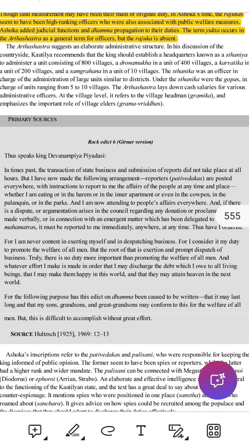Sure, let's go step by step and explain it even more simply. 1. What is the Arthashastra? The Arthashastra is a very old book written by Kautilya, also known as Chanakya. He was a smart advisor to a king. This book is like a guide for kings. It tells them how to run their kingdom, how to manage people, and how to keep the country strong and safe.